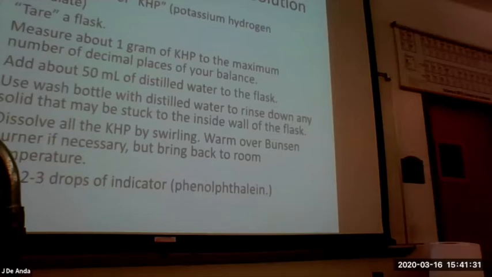Add 2 to 3 drops of the indicator, which is the same one that we used last week, the phenolphthalein. Remember, that's the one that turns pink when you put it in base, which means that right now it should be colorless. If it turns pink, there's something wrong with your preparation. You got it contaminated or something happened in the process, okay? Now, the next thing we're going to do is prepare or condition the burette.